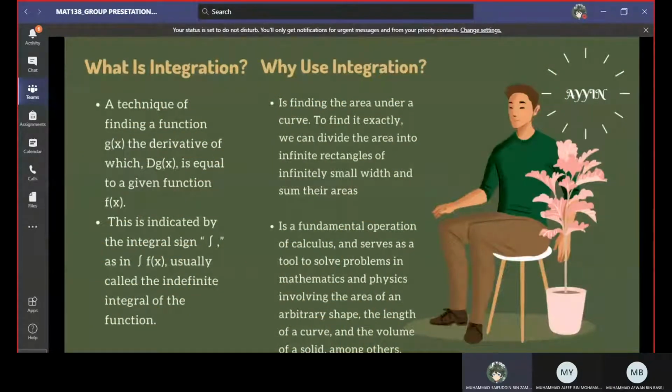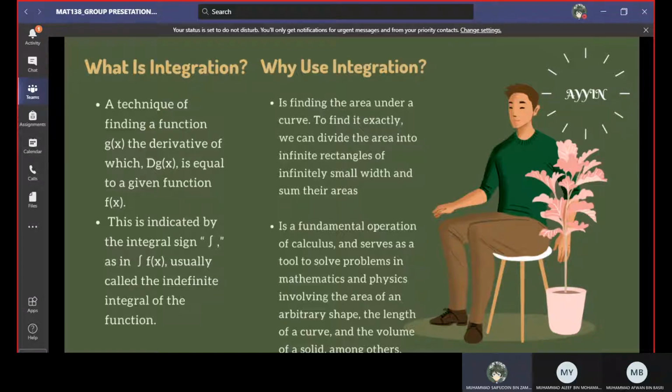So, firstly, what is integration? Integration is a technique of finding a function g(x), the derivative of which, dg(x), is equal to a given function, which we commonly use as f(x). This is indicated by the integral sign as you can see in the slide, or as in integral f(x), usually called the indefinite integral of the function.